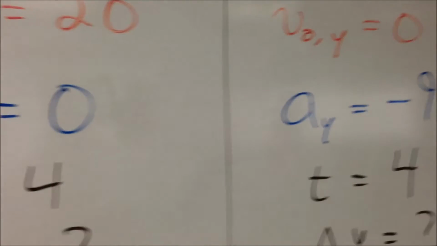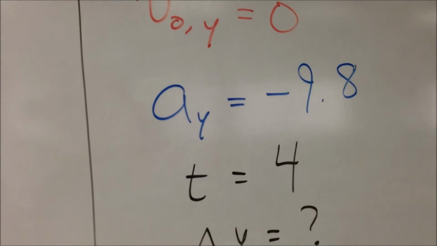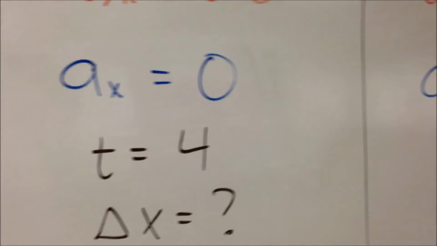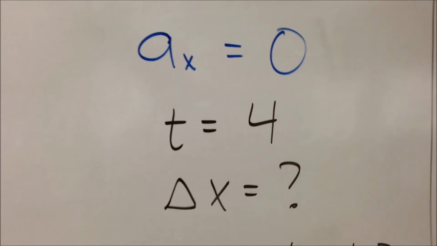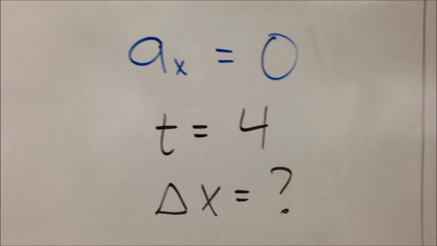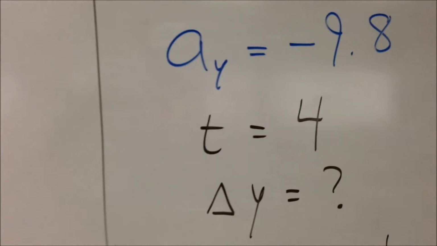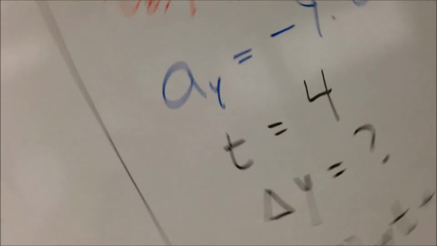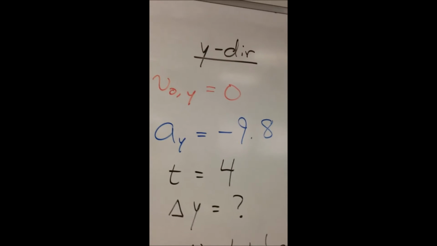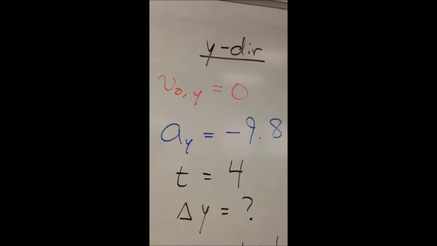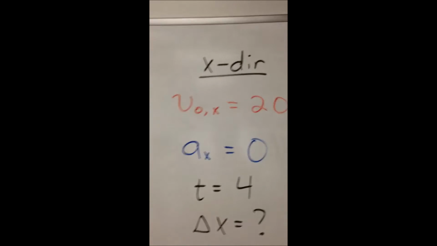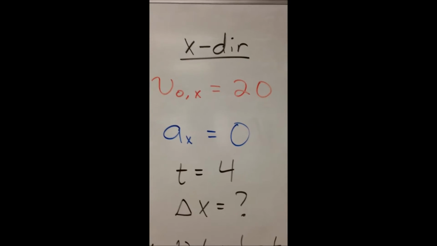Now the time shows up in both steps because time is a scalar. It doesn't get broken into components. And then one of the questions was, what was the x displacement? The other was, what is the y displacement? So I can figure out one of those from this set of information and the other from this set of information.